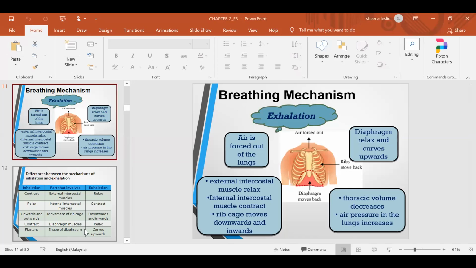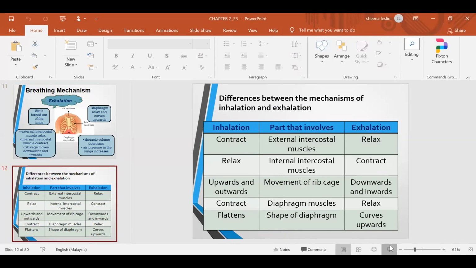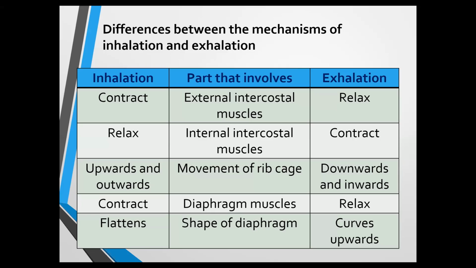Okay, so let's compare inhalation and exhalation. Actually, I should have covered the answer for you, but never mind. In inhalation, your external intercostal muscle will contract, but your internal intercostal muscle will relax. Opposite for exhalation: when you exhale, your external intercostal muscle will relax. Your internal, that means inside, intercostal muscle will contract. So they're always upside down.